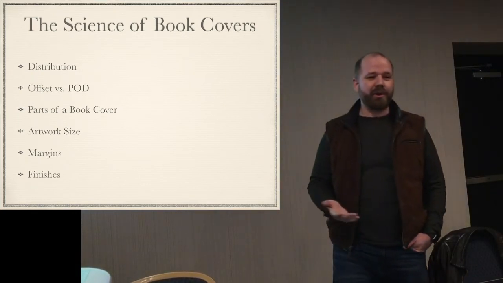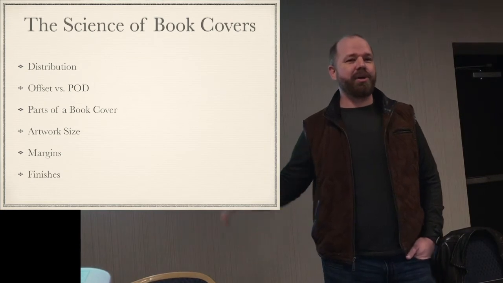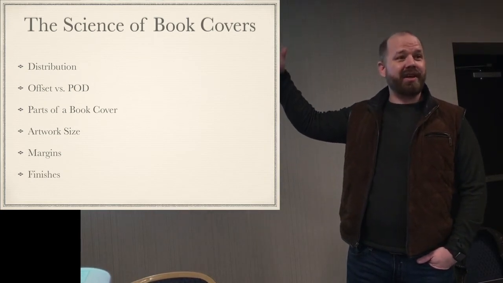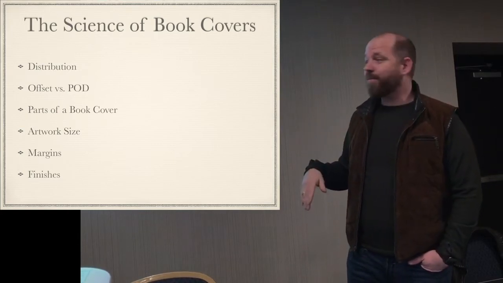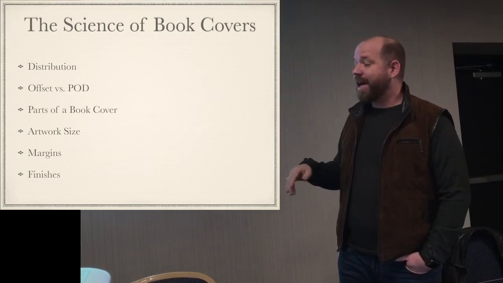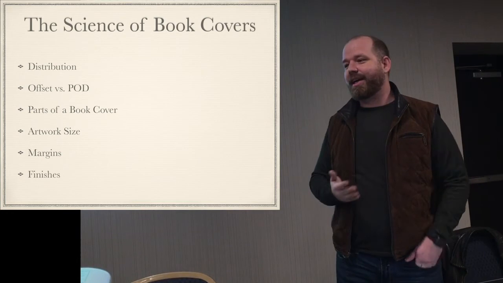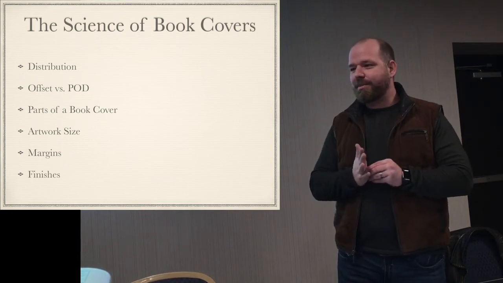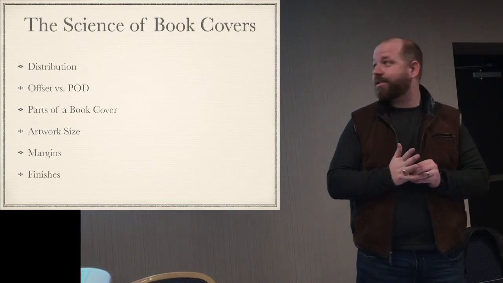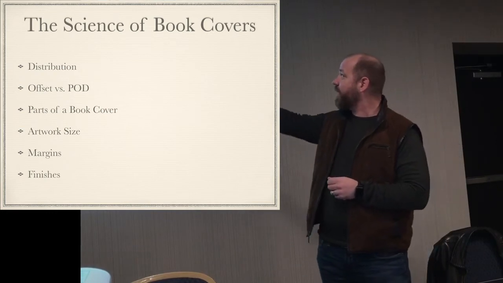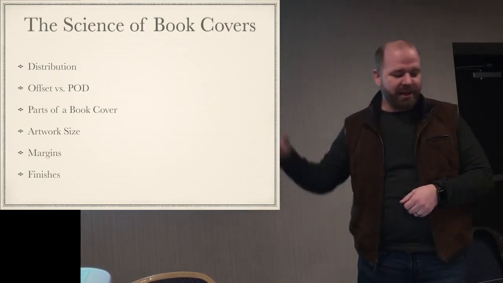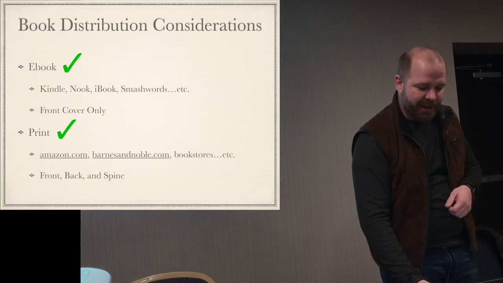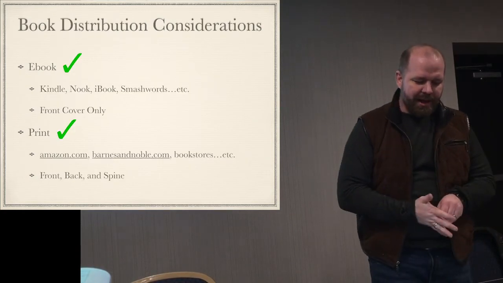Okay, you can do offset printing versus print on demand. Offset printing, for those who don't know, is where you basically arrange to get your book printed in volume ahead of time, and then you sell them later through a distribution company or on your own. Print on demand, you've got places like Kindle Direct Publishing, they used to be called CreateSpace, and Lightning Source. We're going to cover in this parts of a book cover, your artwork size, margins, and finishes. So we'll go ahead and go through each of these topics separately.